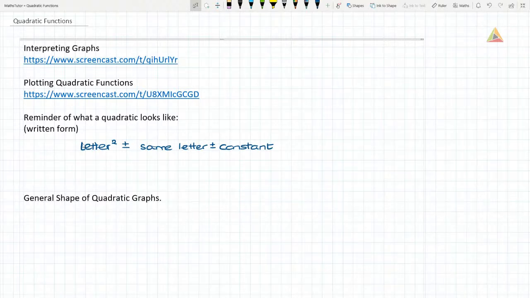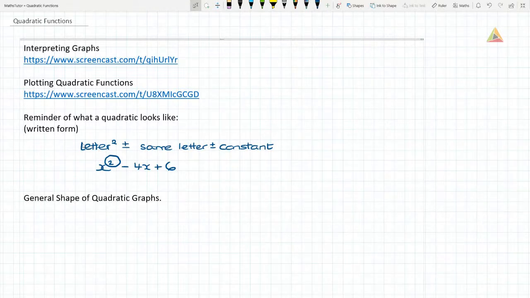The same letter may not be there. There might be none of them, but something that we would often see is something like x squared minus 4x plus 6, or something like this. That's an example of a quadratic where we have the letter being squared, the same letter, and then a number. Just watch the order as well. Sometimes the letter to be squared could be at the end. Once I see the highest power of my letter is squared, that tells me that I'm dealing with a quadratic.